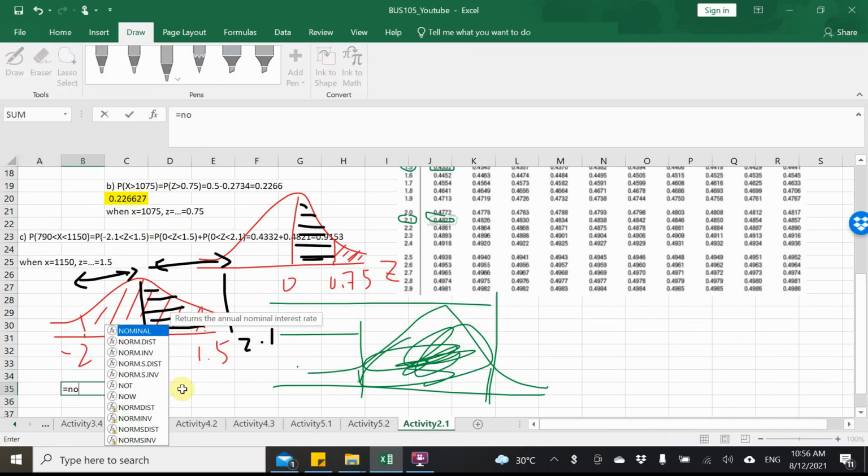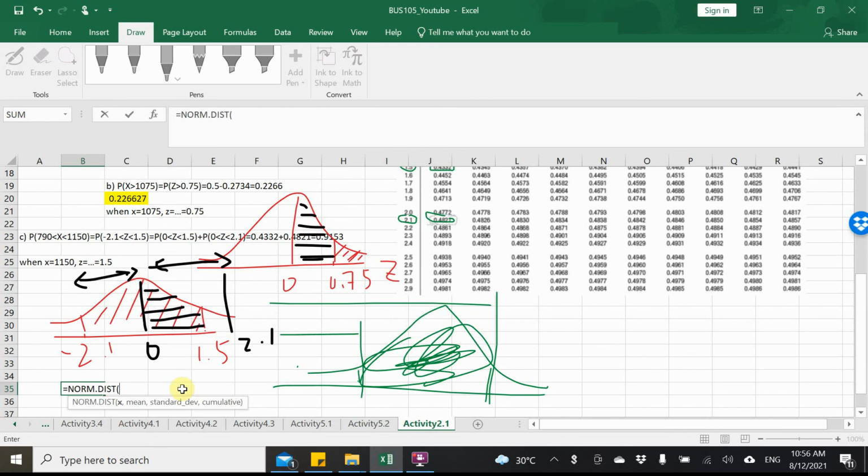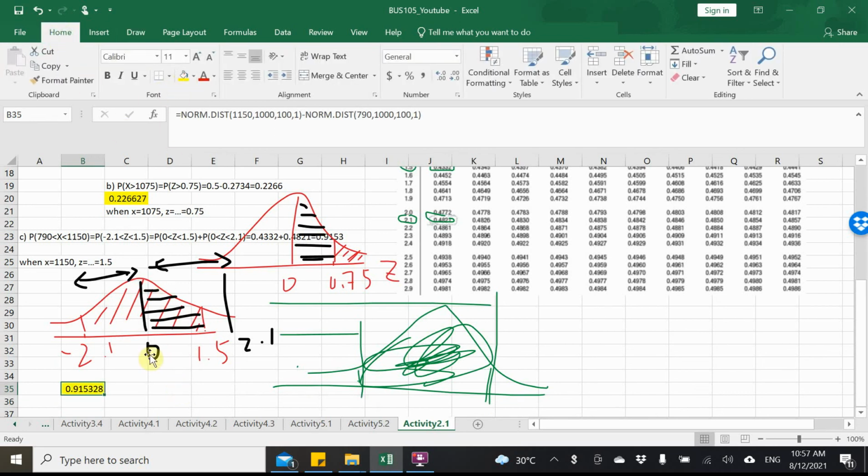So we can type the Excel function with x value 1150, the mean is 1000, the standard deviation is 100, minus the Excel normal function with the other x value, the smaller left tail, 790. Then you can see very quickly we get the answer, which is 0.9153. So that's how we can use an Excel function to quickly answer this type of probability.